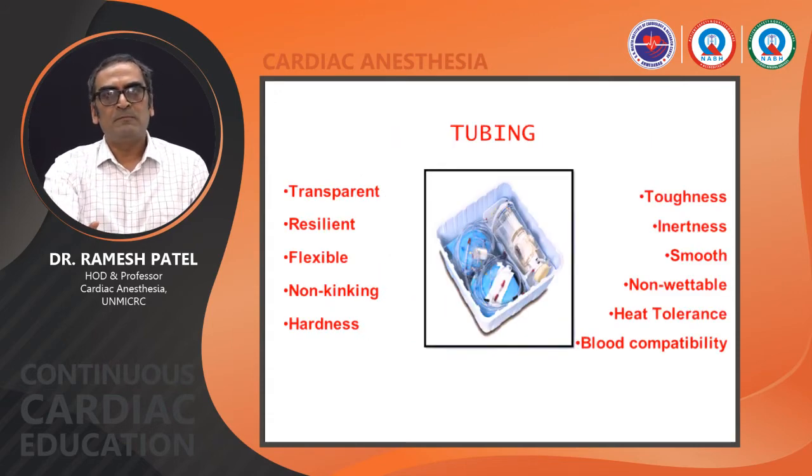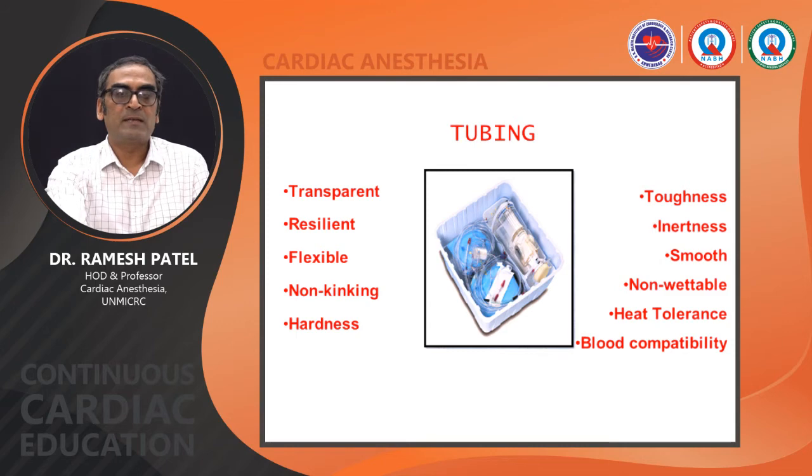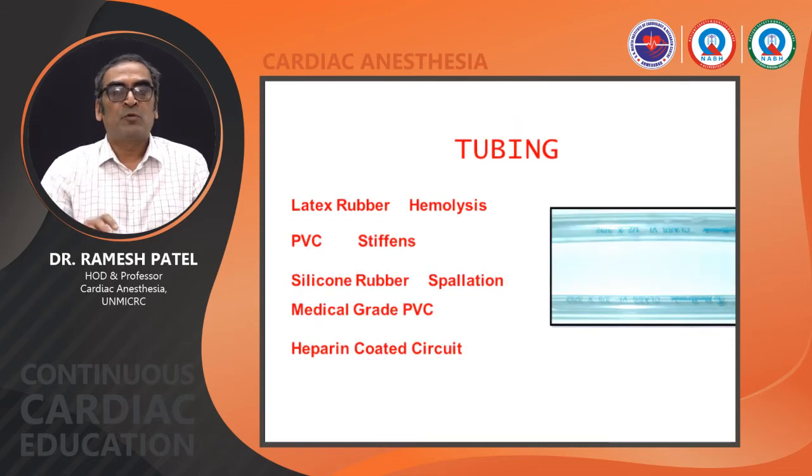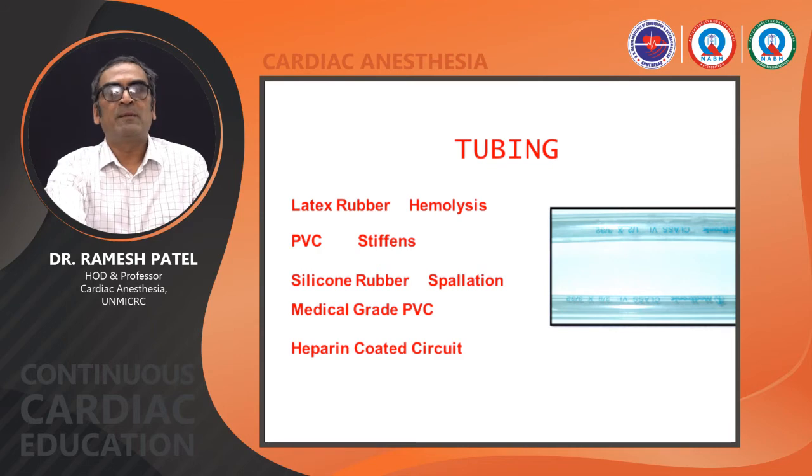Another important structure is the tubing in the CPB pump. The characteristics of tubing are that it should be transparent, resilient, flexible, non-kinking, non-wettable, and heat tolerant. We have to keep these characteristics in mind. Tubing is made of latex rubber, PVC, or silicone rubber, but at present we are using medical grade PVC, which is the best quality of tubing.